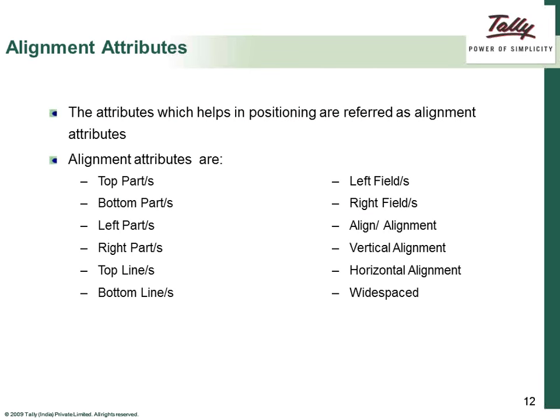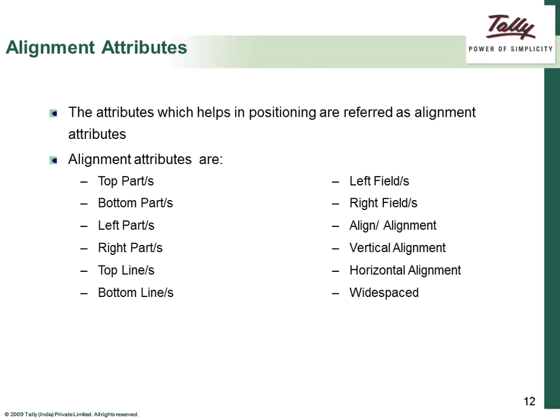Then we have the alignment attributes that move the entire attribute definitions to their positions. By default, all the parts are from the top left corner. You can align them to be the bottom, the left part, or the right part. You can align a top line, a bottom line, a left field, and a right field.